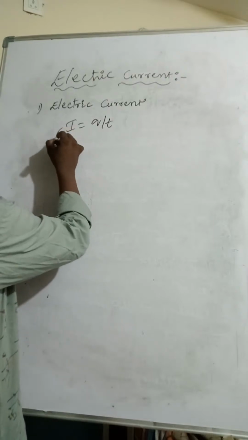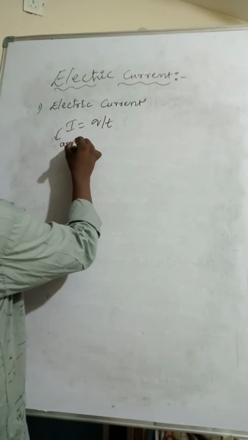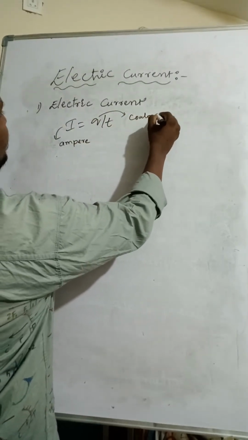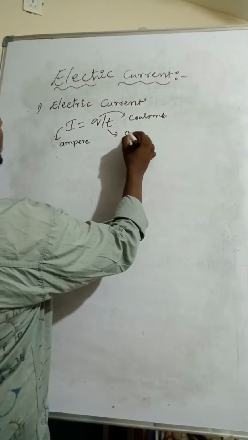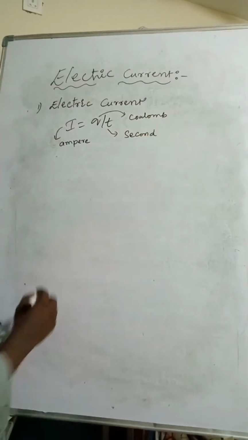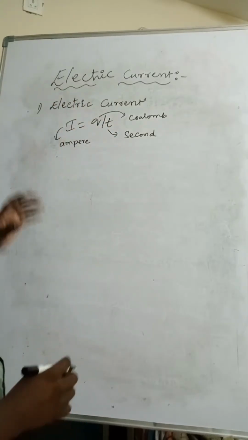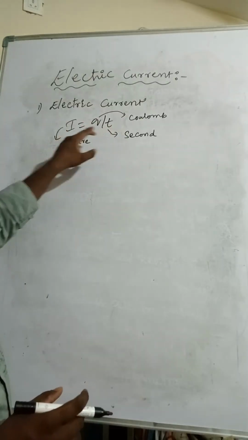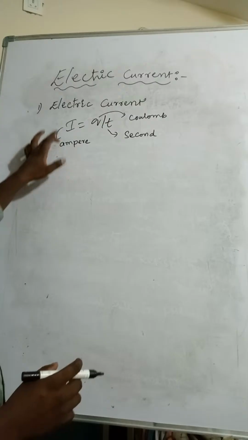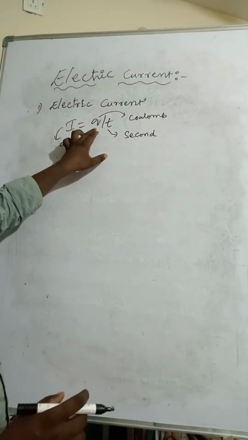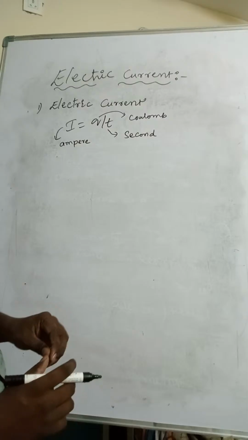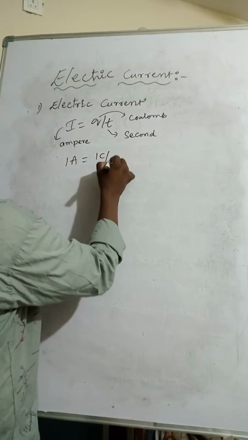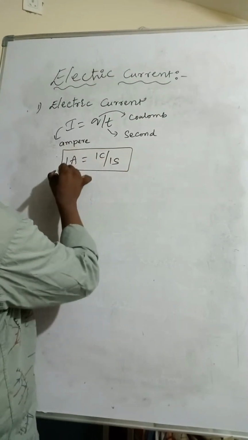SI unit of current is ampere, SI unit of charge is coulomb, and SI unit of time is second. So electric current is the rate of flow of charge, I equal to Q by T, where Q is the charge. So 1 ampere equal to 1 coulomb per 1 second.